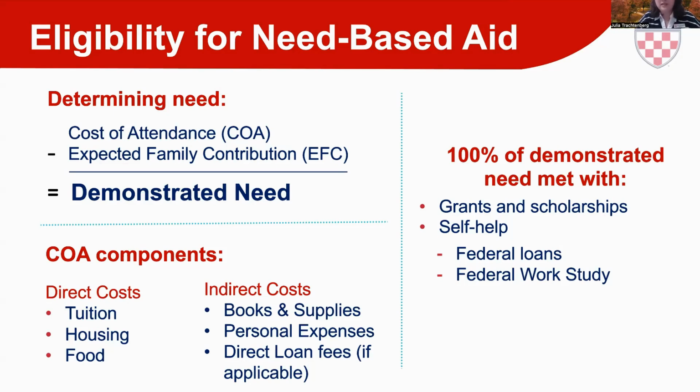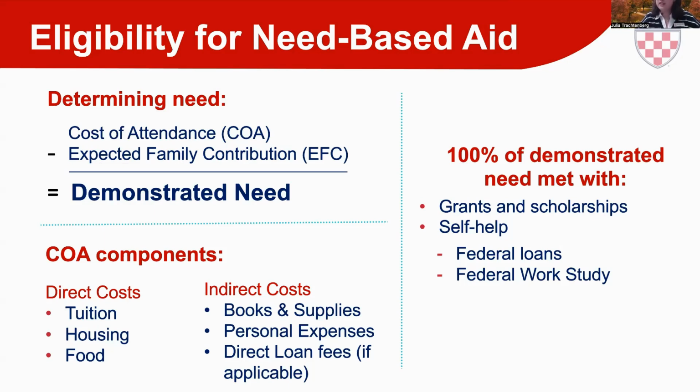And then from that, we subtract out the expected family contribution, which is the output of the CSS profile. So it's kind of like the index number that is measuring your family's financial situation. You may also hear the student aid index, which is the output of the FAFSA. So that's the index number that the FAFSA is using, the SAI or student aid index. That could also be in this equation as well. So cost of attendance minus the expected family contribution or the student aid index gives us your demonstrated need.